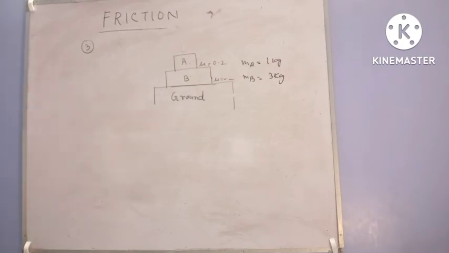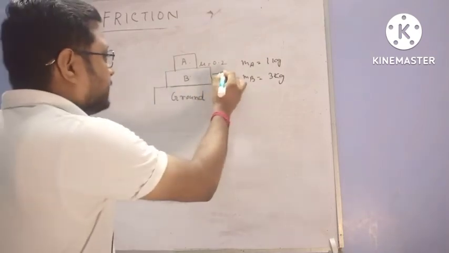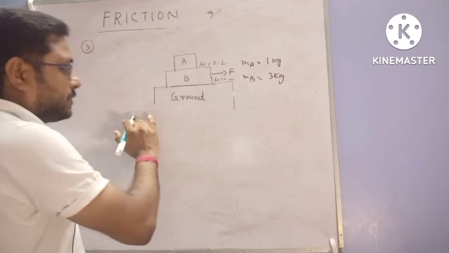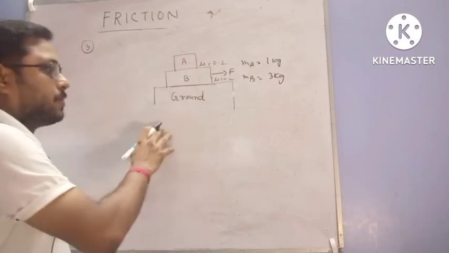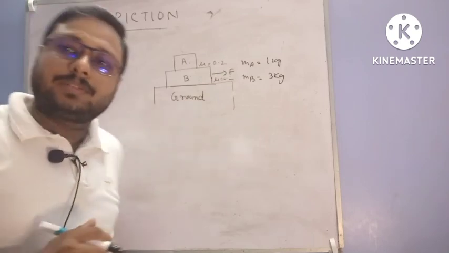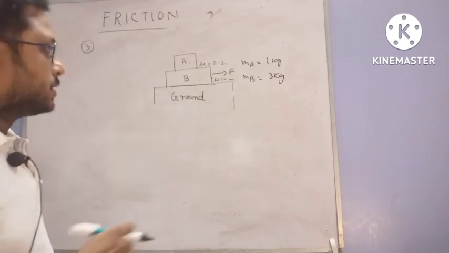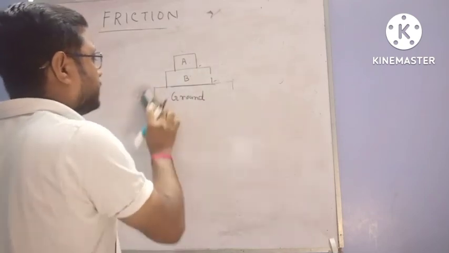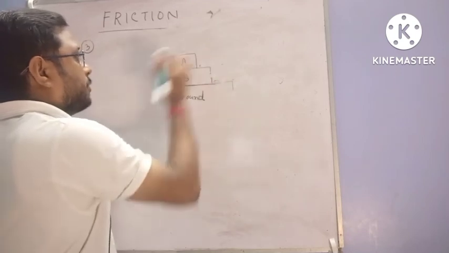The maximum force F that can be applied on B horizontally so that A does not slide out. Find out the value of F. Two blocks A and B are placed on the ground. A is on top of B.